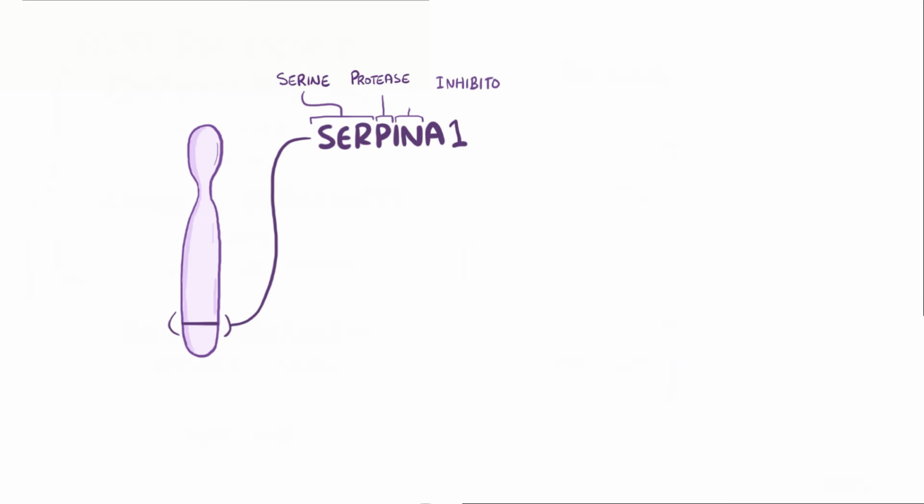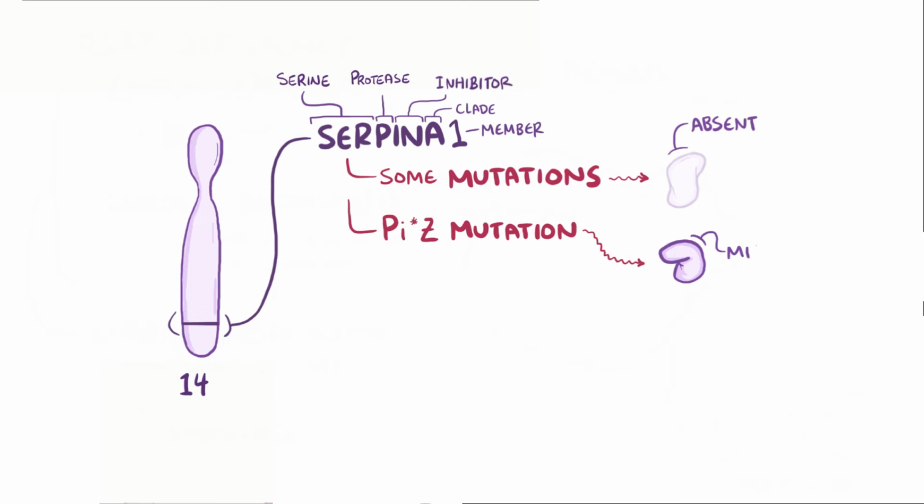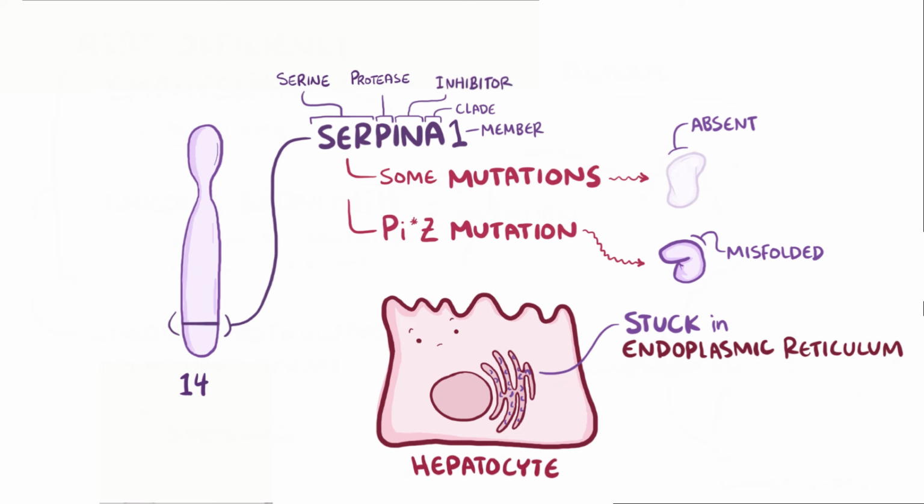The gene that encodes alpha-1 antitrypsin protein is called SERPINA1, which stands for serine protease inhibitor, clade A, member 1, which is found on the long arm of chromosome 14. While some mutations in SERPINA1 completely abolish the gene's message, meaning no protein gets made, others, like the most common mutation called PiZ, result in a misfolded alpha-1 antitrypsin protein being made. Misfolded alpha-1 antitrypsin can aggregate and get stuck in the endoplasmic reticulum of the liver hepatocytes where it's made, causing some of those cells to die.